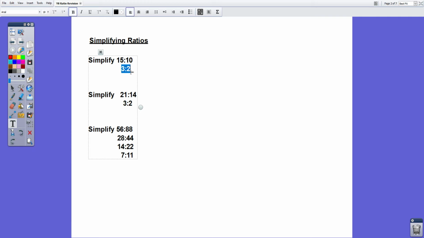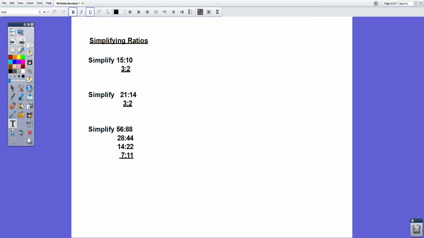In each case, when you get to the answer, underline your answer just to show the examiner or the marker that you've arrived at the final answer. And that is how we simplify ratios.